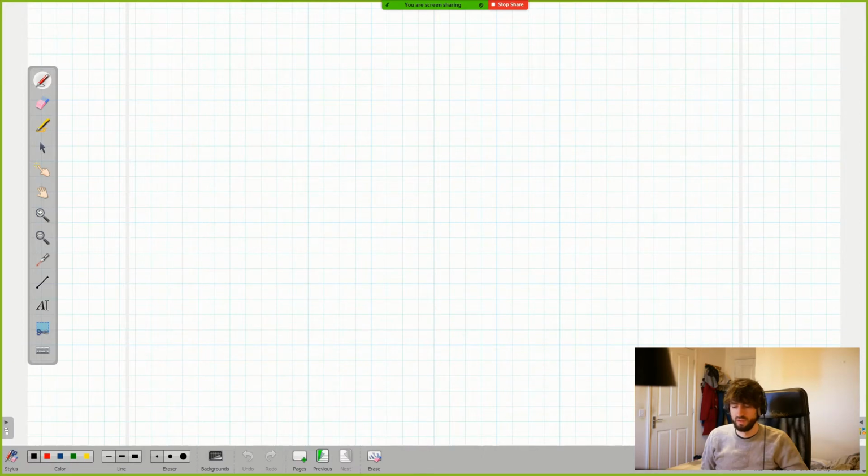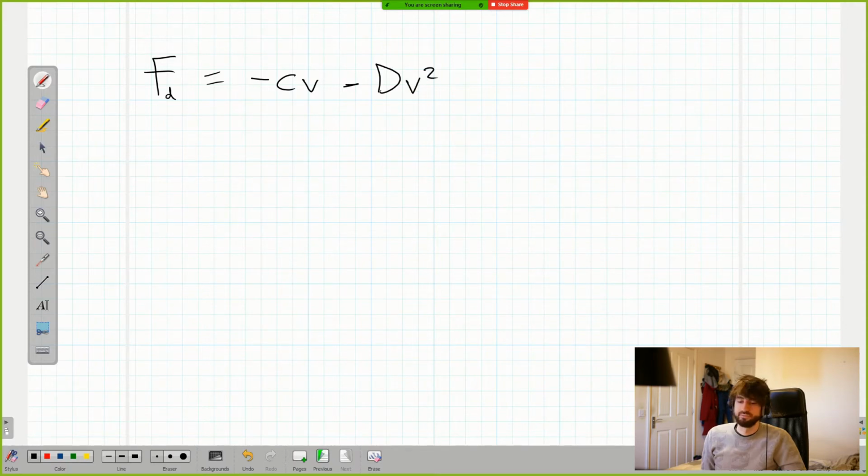Right. And we have shown that the value of this is equal to, we'll call it F. We'll just say F for now. We can say FD, like F drag, is equal to minus C times V minus D times V squared. Okay, so it's based on, and this V is the relative velocity.